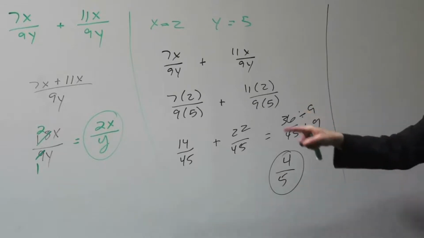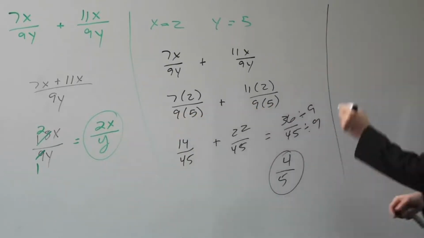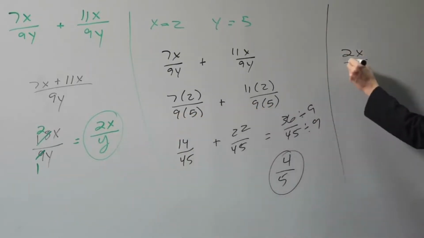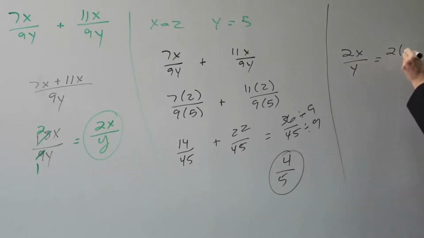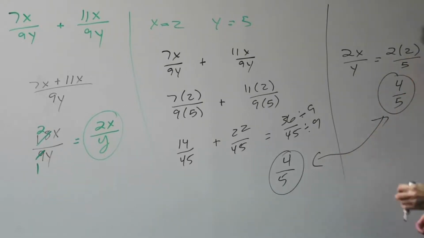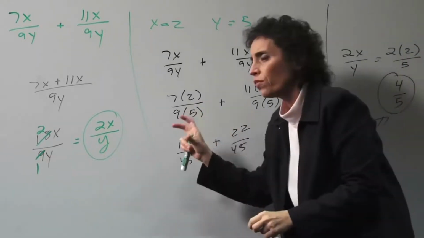Now watch this. Here's what I got: 2x over y. That would be 2 times 2 over 5, which is 4/5. See? Beautiful. That's what I've been trying to say all day. These little things that we get are equivalent.